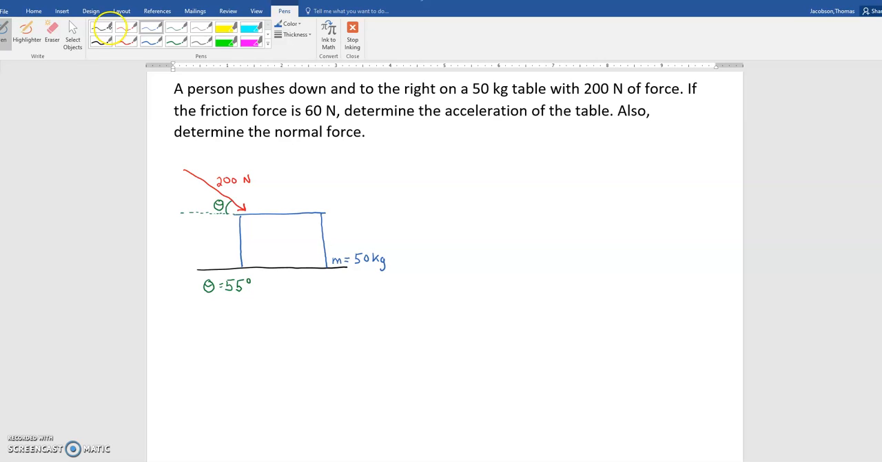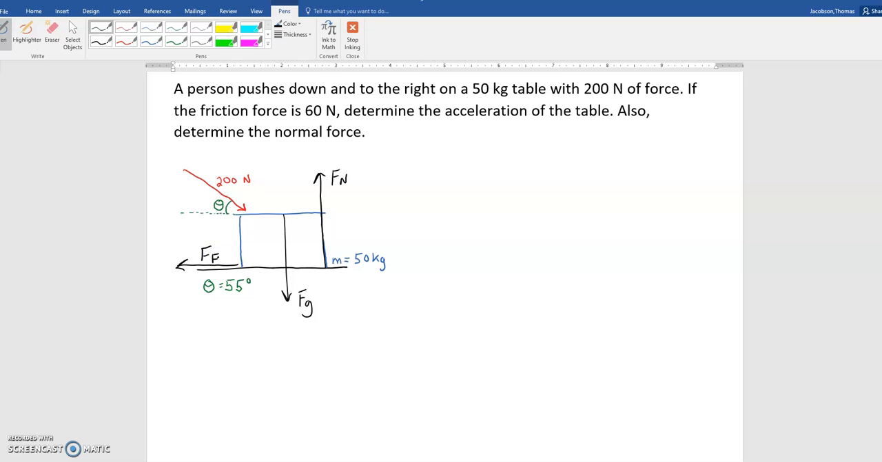I'm going to go ahead and draw a force diagram here. So gravity is going to pull down on this table, and on the legs of the table there's going to be a normal force. We can see the force on the table is pushing down and to the right, which means the object's going to accelerate to the right, which means friction's going to be to the left.